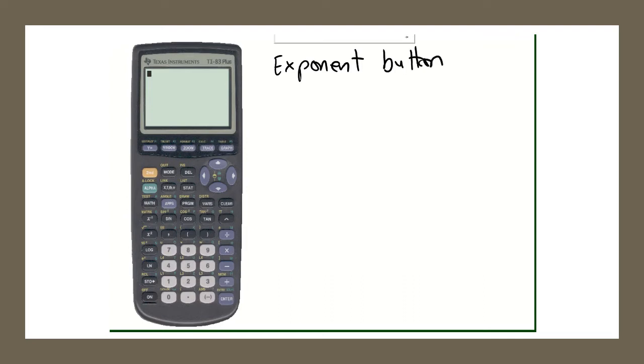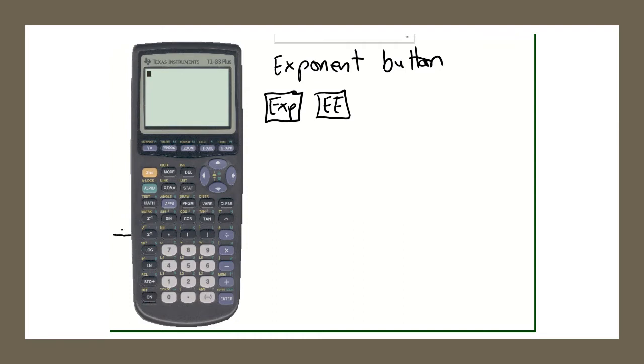And that will look different on different models of calculator. On some calculators, it's a button labeled EXP. On other calculators, it might be labeled EE or something different. On some calculators, like my TI-83 and related models shown here, it's a second function.